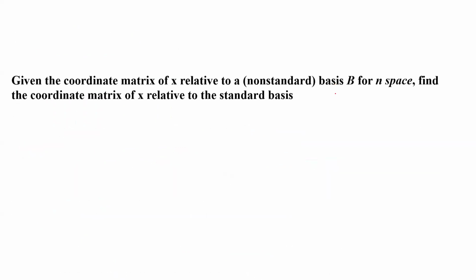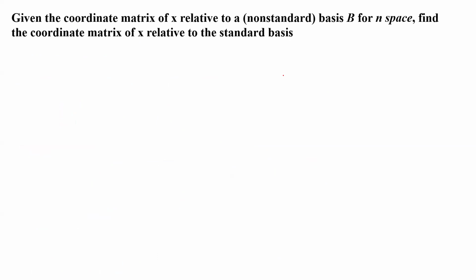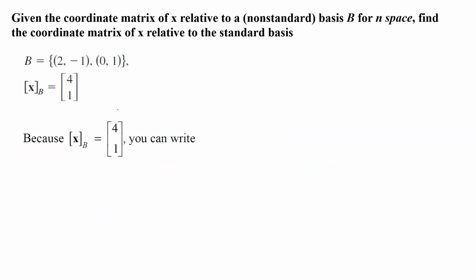Let's take a look at another example. Given the coordinate matrix of X relative to a non-standard basis B for a space, then the coordinate matrix of X relative to standard basis is what? So here you have this basis. As you can see, it is not a standard basis. You have 2, negative 1, 0, and 1, and this is basically the coordinate matrix of X relative to B. You can write X as 4 times negative 2, 2 times negative 1, plus 1 times 0 and 1, which is 8 and negative 3.